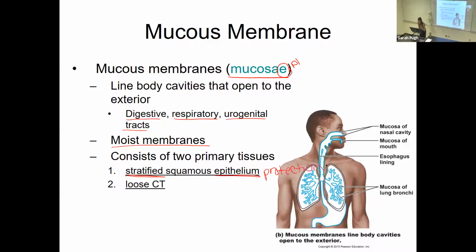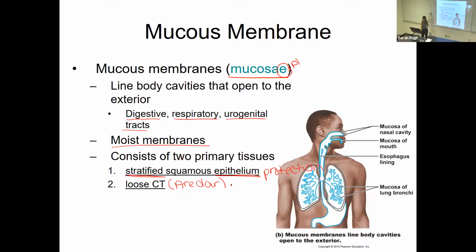Protection from abrasion, protection from wear and tear. So in the mouth, in the nose, in the urogenital tract, you want a nice thick tissue. And then just under that is a loose connective tissue. A lot of times the type of loose connective tissue is areolar connective tissue.